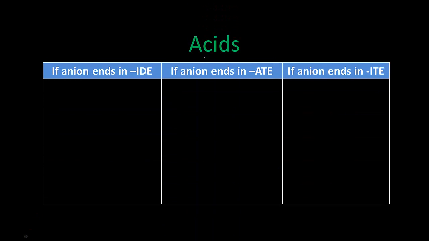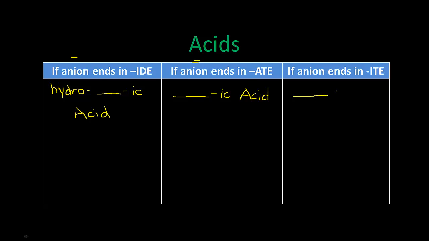We have rules here when we name acids. If the anion, remember the anion is the negatively charged ion, ends in IDE, we are going to start it out with hydro and then put the name, take the IDE off and then put ic. And then we put acid. If the anion ends in ATE, then we are going to take the name and change the ending to ic and then put acid. If the anion ends in ITE, we are going to put the name of it, change the ITE to OUS, and put acid.